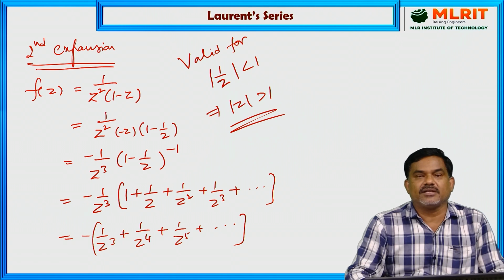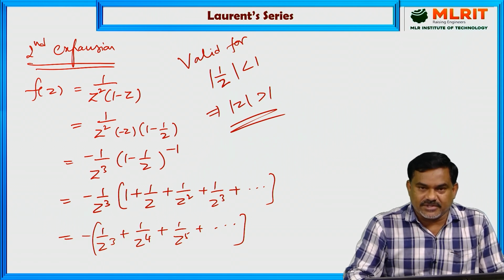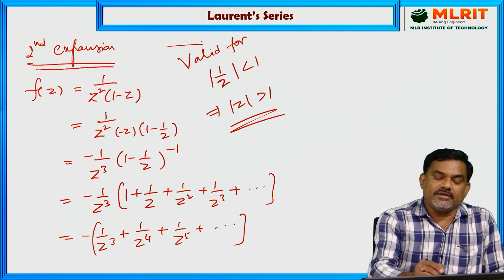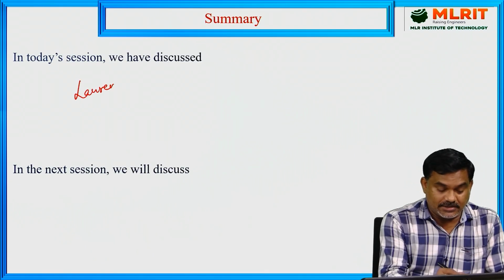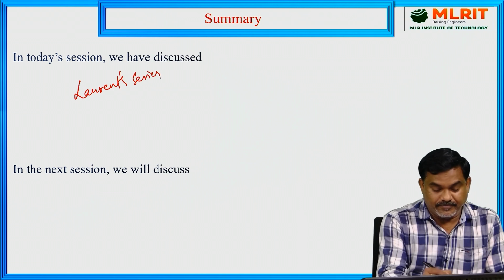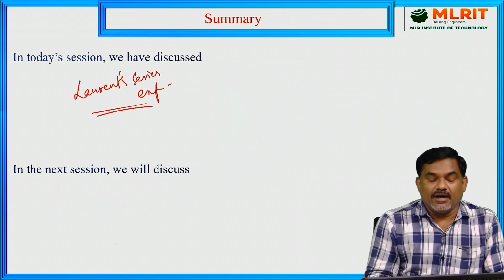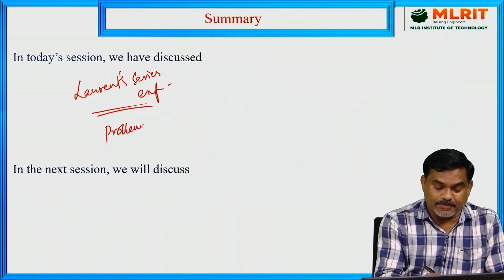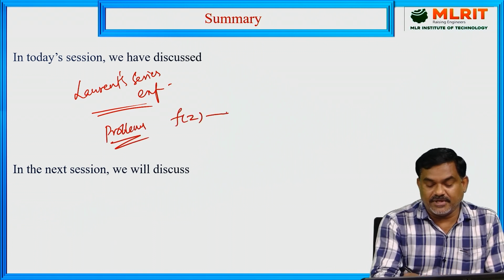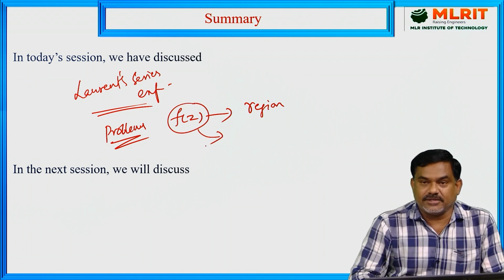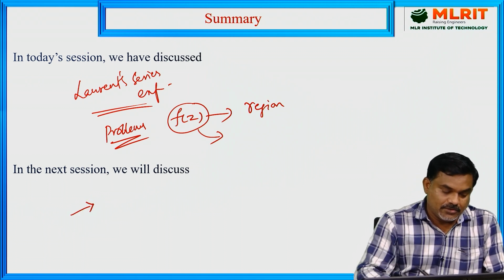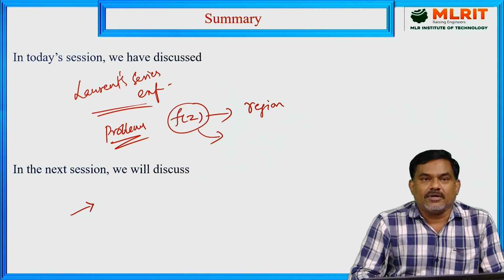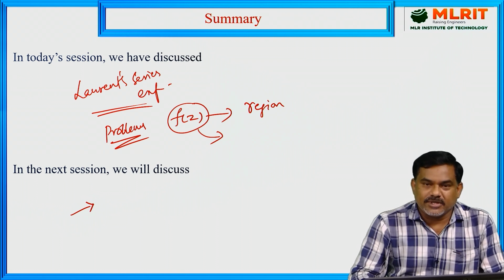Like this, we can find the Laurent series expansion of the given function with respect to the given region. Today, we have discussed the Laurent series expansion, how it will be, and the problems on Laurent series expansion. So for the given function f of z in the given region, we can expand this as a power series expansion using the Laurent's theorem. In the next session, we will continue the same. We will solve some more problems on Laurent series expansion. This is for today's session. Thank you very much.